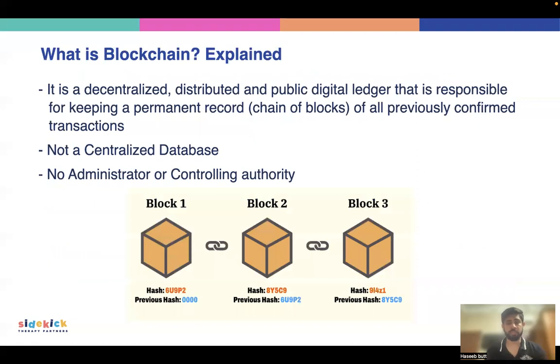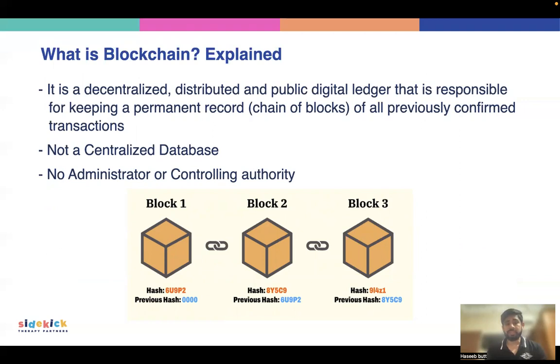What actually is the blockchain? Is it a database? Is it not a database? What is it actually? It's a decentralized, distributed, and public digital ledger that is responsible for keeping a permanent record chain of blocks of all previously confirmed transactions. So what does this mean?